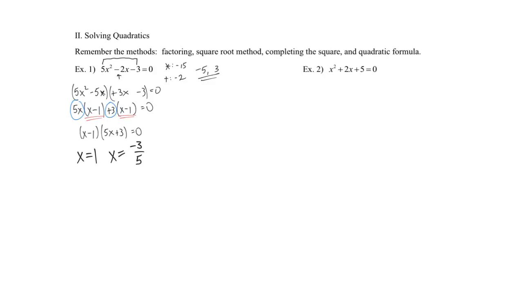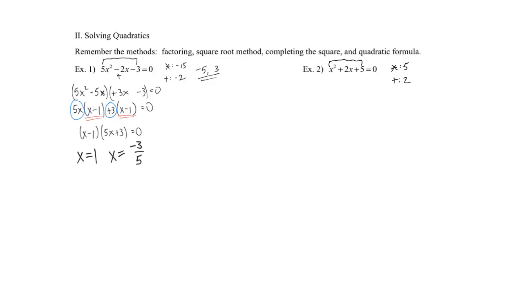Now, on example 2, we can try to see if it will factor. If we try to factor this, we multiply the ends together, which gives me a positive 5, and then look at the middle term, which is positive 2.